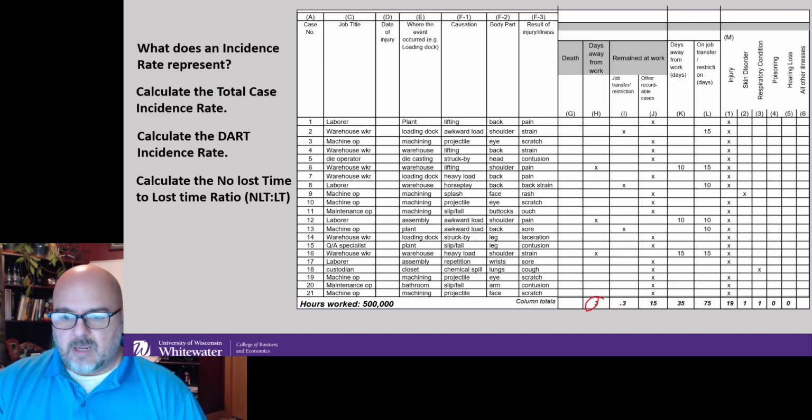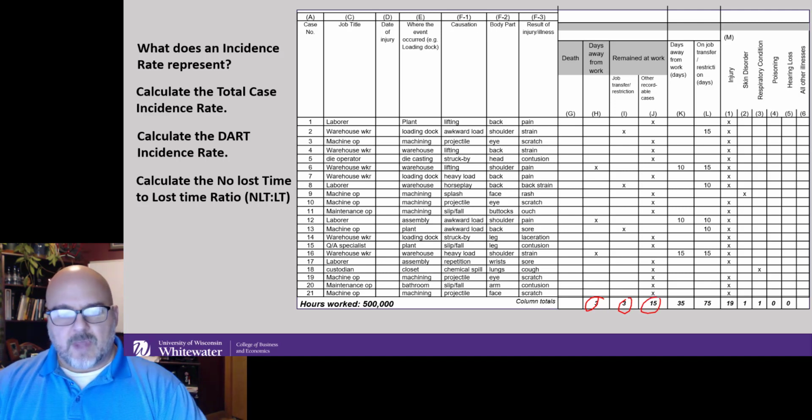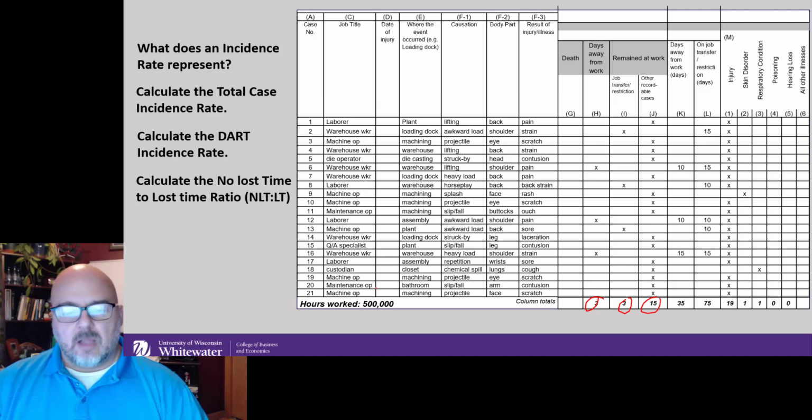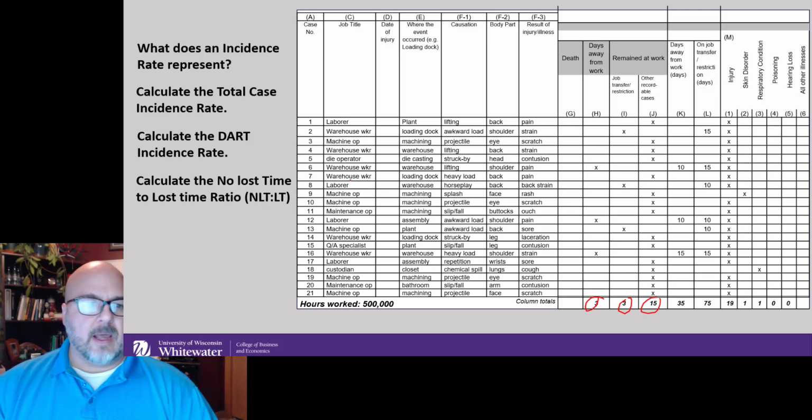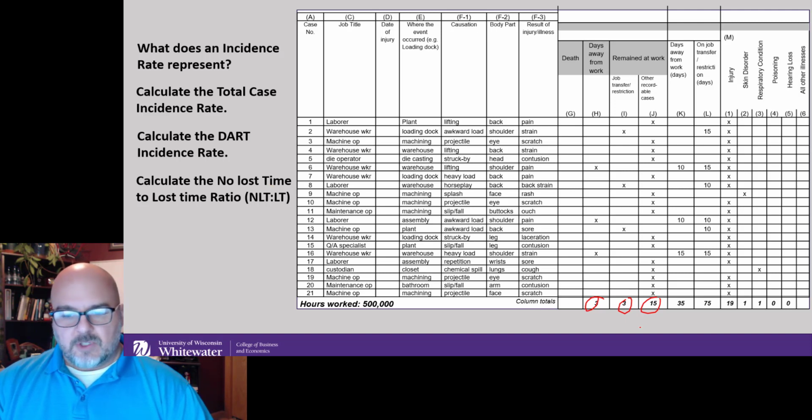So it is 3 plus 3 is 6 plus 15 is 21. 21 times 200,000 divided by 500,000. I'll let you do that one. The DART rate is 3 plus 3, because it's H and I, times 200,000 divided by the hours, 500,000. Calculate the no lost time. It is J, which is 15.